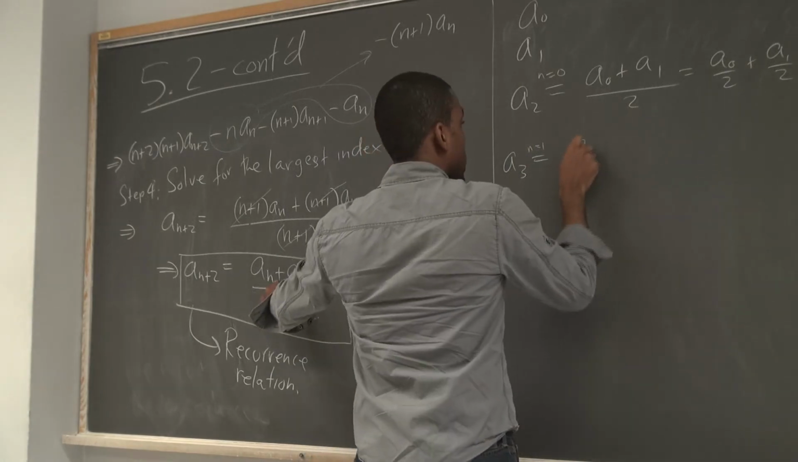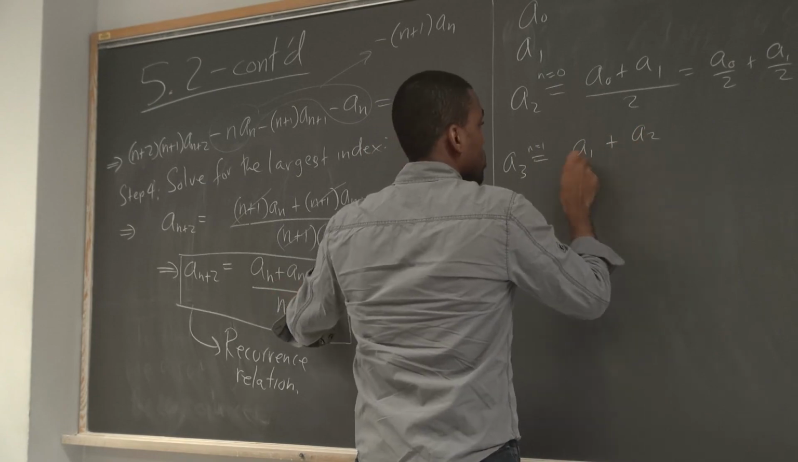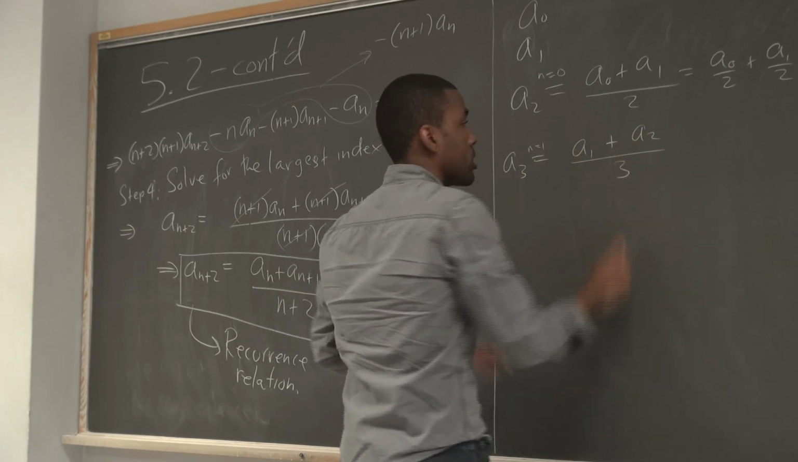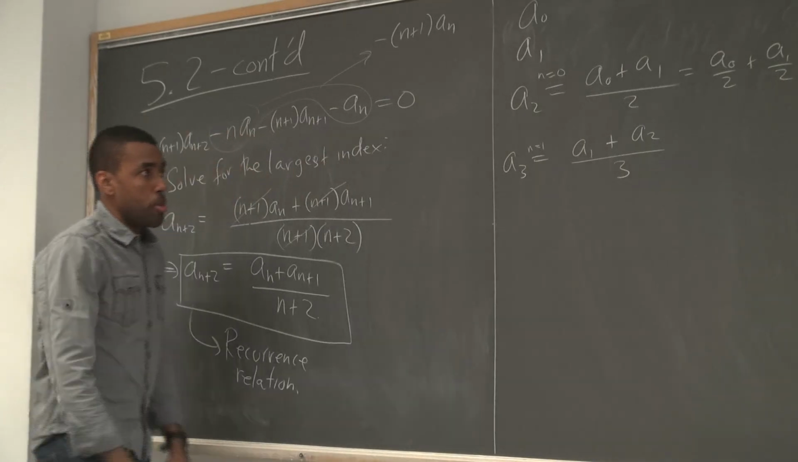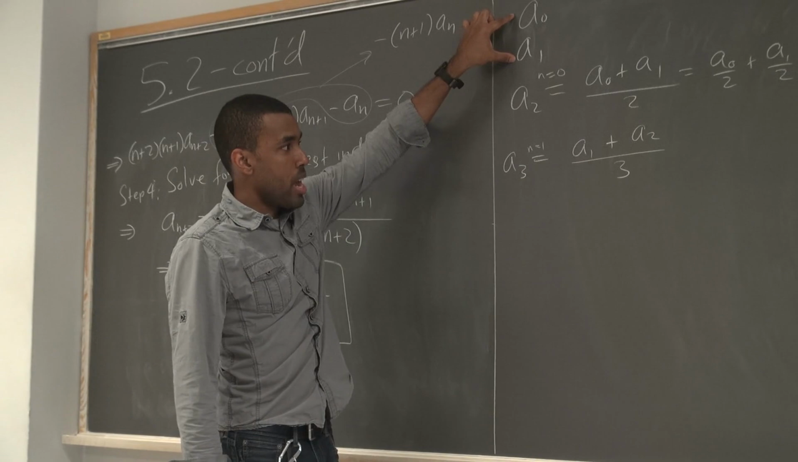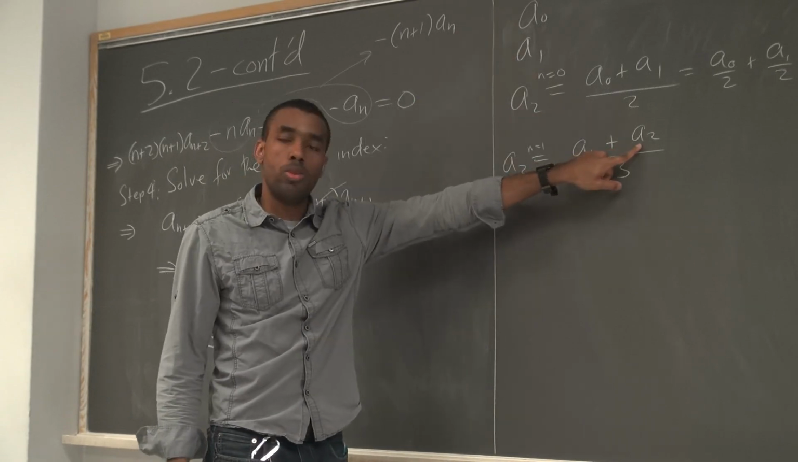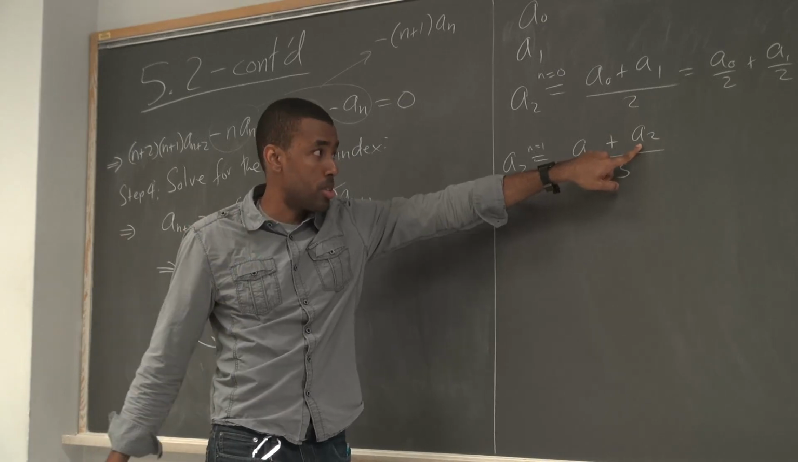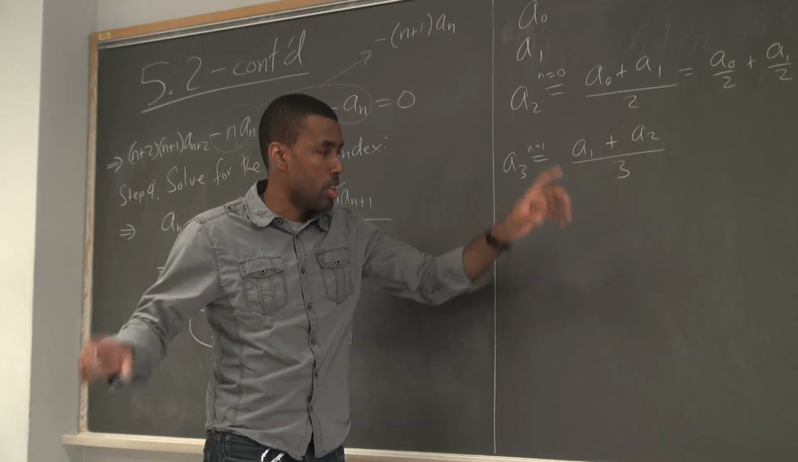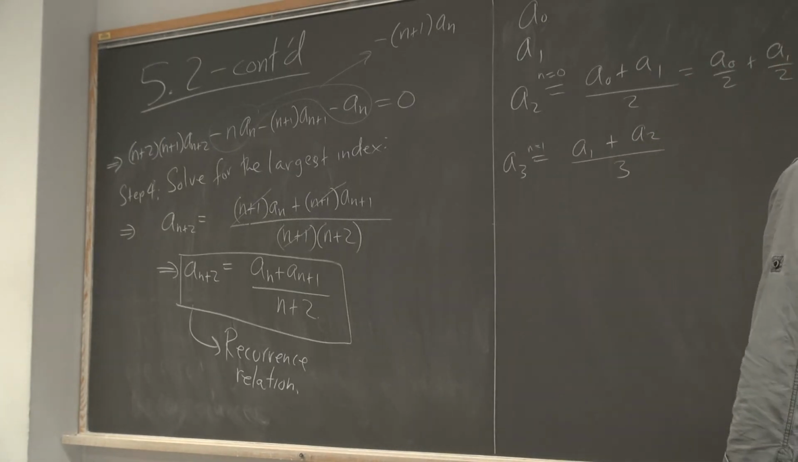This gives me A1 plus A2 over 3. Right? Now remember what we said before. These guys here, we want to find everyone in terms of those guys. This is an A1, that's fine, but this is A2, we don't want A2. Everyone should be in terms of A0 and A1. That's going to allow us to separate our series into two linearly independent solutions.